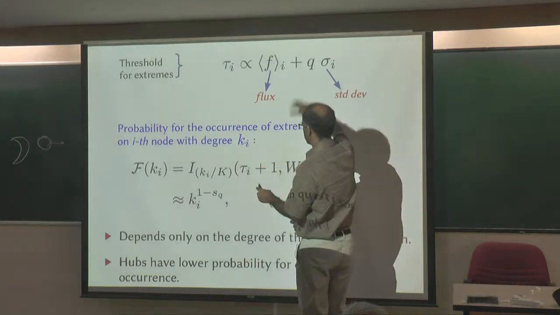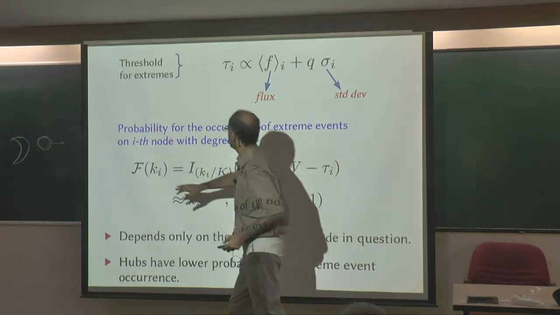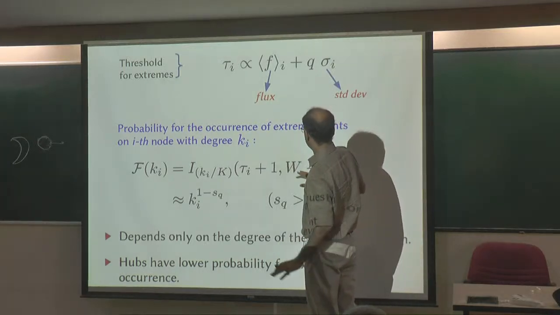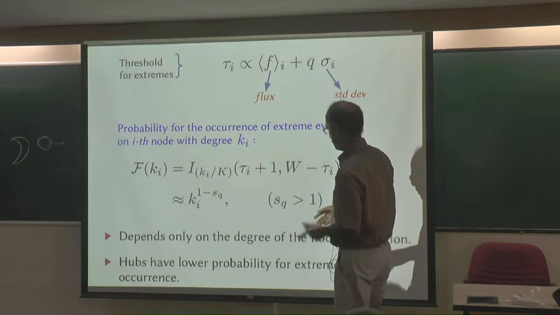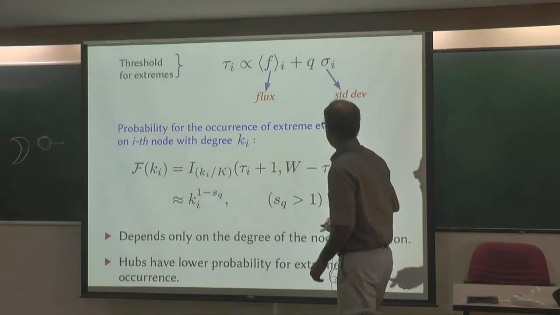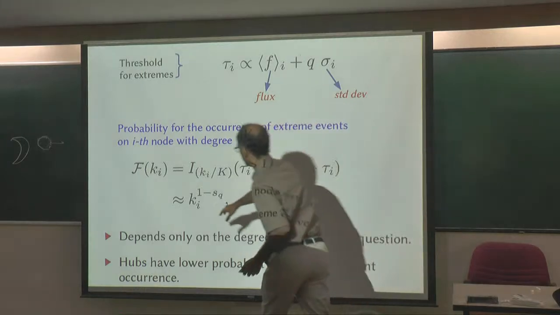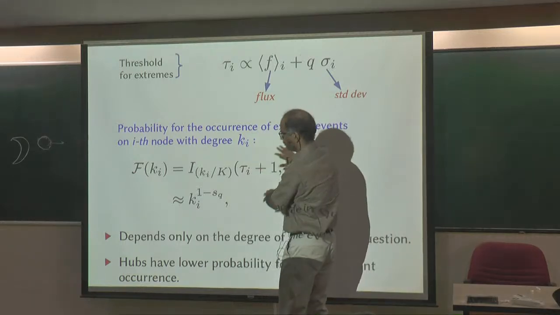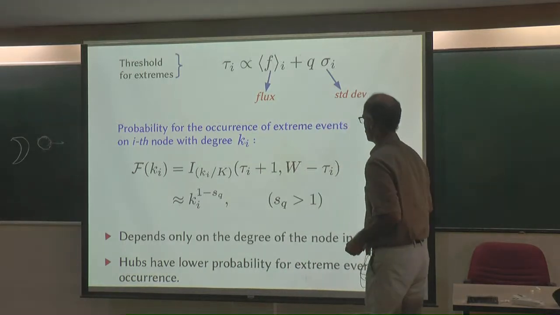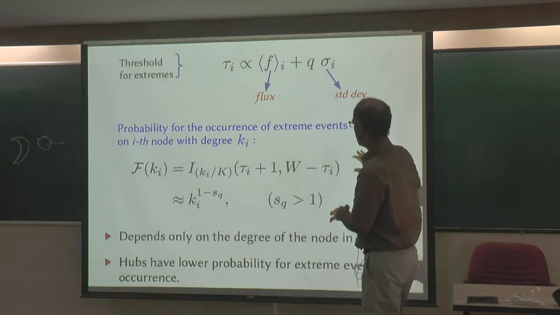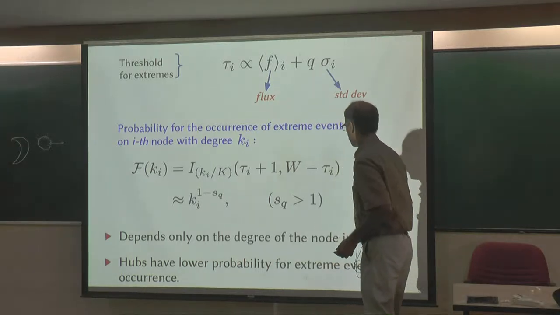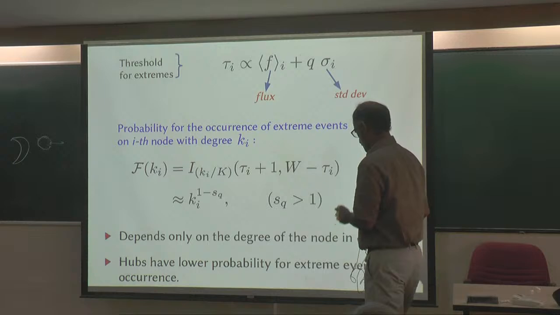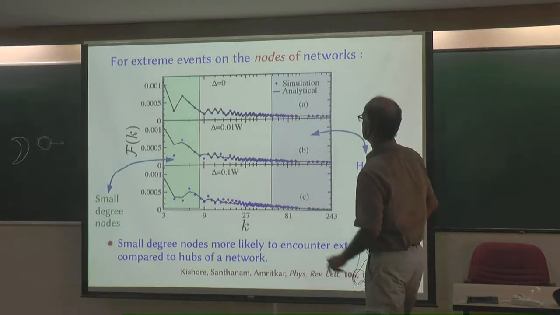So you can do that and actually do all the calculations, and finally you can write the probability for the occurrence of extreme events. And as you can see, the whole probability depends only on the degree of the node in question. And so this turns out to be one of those special functions, an incomplete beta function, but I'll not get into it. I'll show you the graph. It depends only on the degree of the ith node in question. And this is how the result looks.